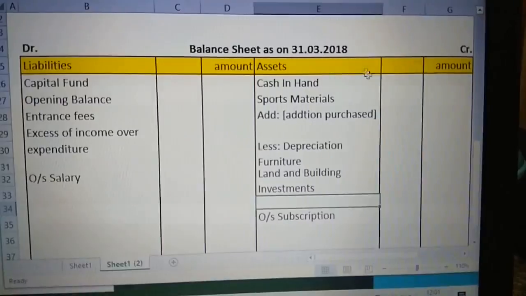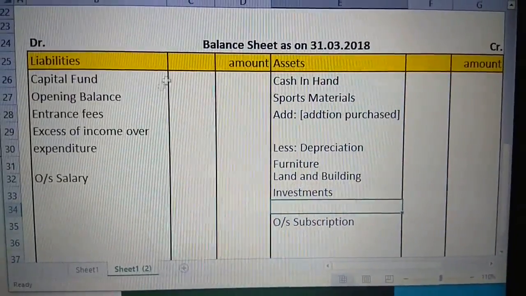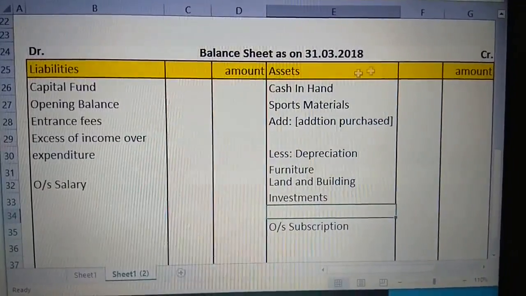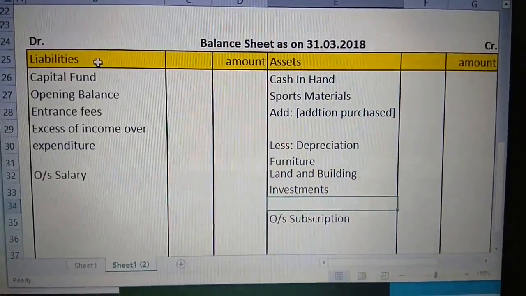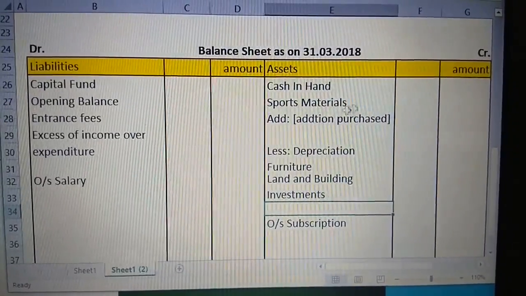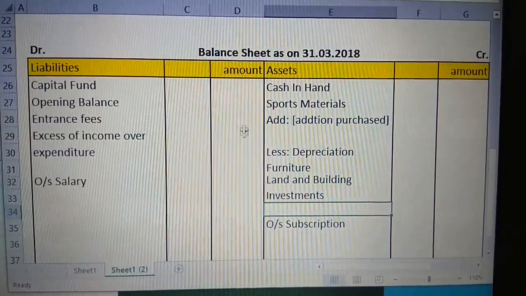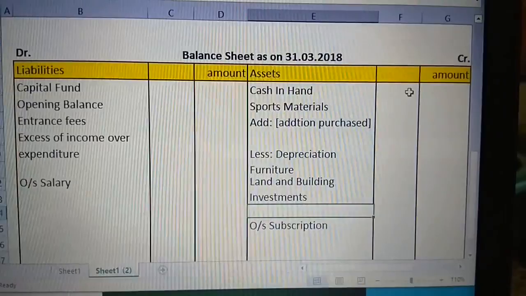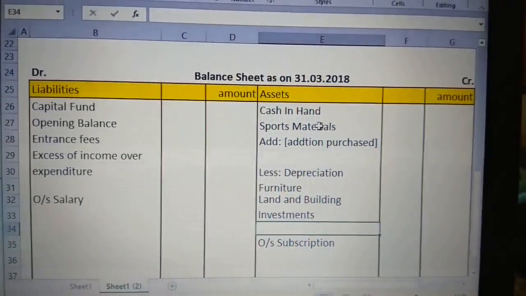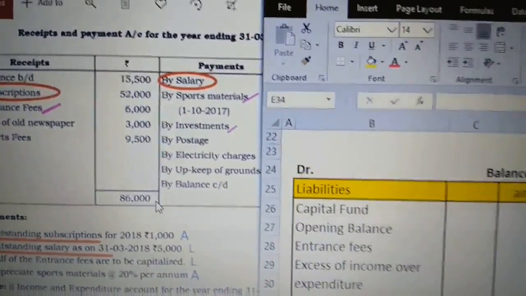I have just prepared the balance sheet. Just observe the balance sheet as on 31st March 2018. Debit side, credit side, as we commonly know, liability has two amount columns, asset has two amount columns. This is going to be the inner column and then next is going to be the outer column. Similarly it should be. Now moving on to the asset side, I have just picked up the items from the question and written them. So let us observe now, going to the question.